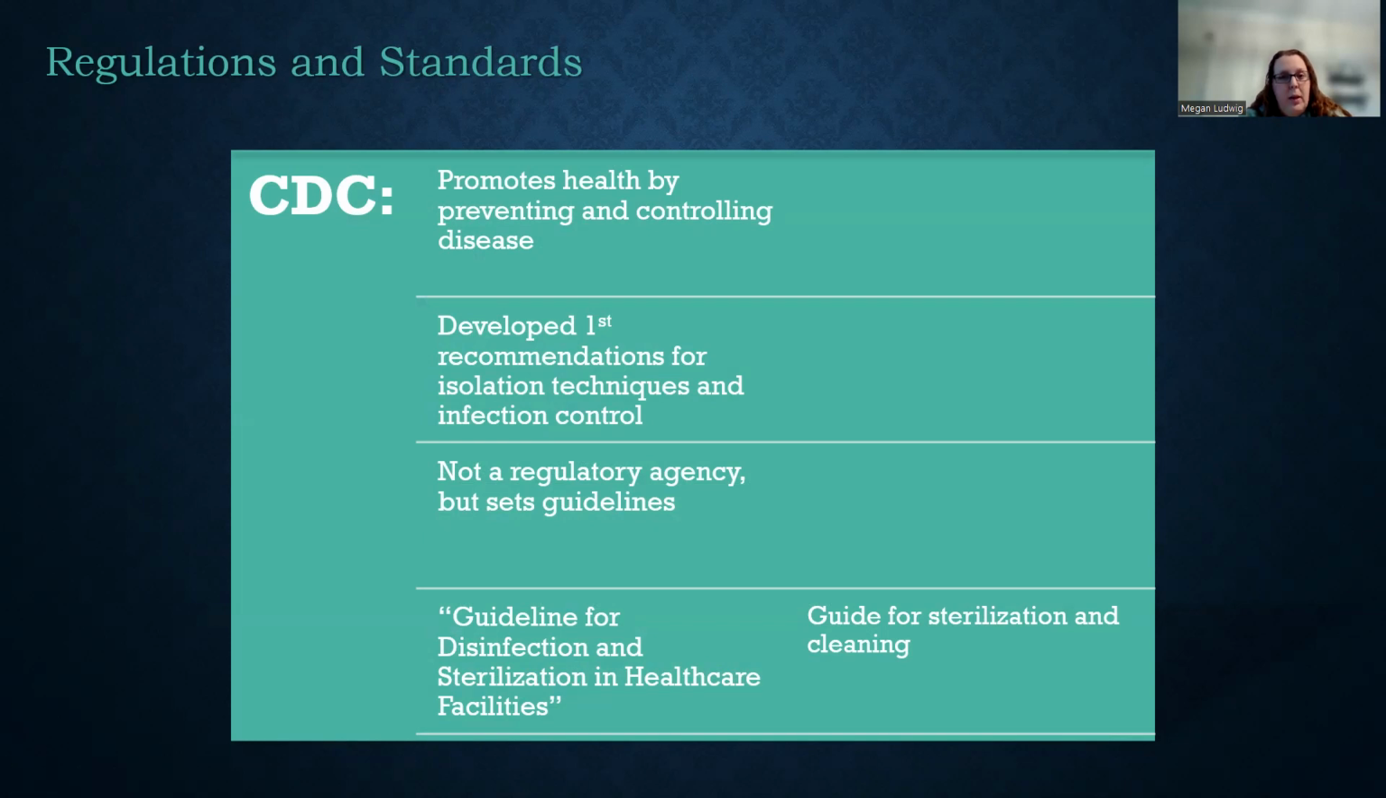That's not their role. They can appeal to government bodies or other entities that could set those regulations based on their findings, but they cannot set those. They just set the guidelines. Okay. Also important to know the CDC developed the first recommendations for isolation techniques and infection control. So isolation techniques would be like if a patient has TB, tuberculosis, we found that it's better to separate them in a specific room with specific air pressure so they don't spread those germs to somebody else. So they were a part of that.